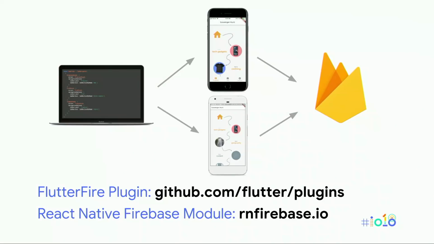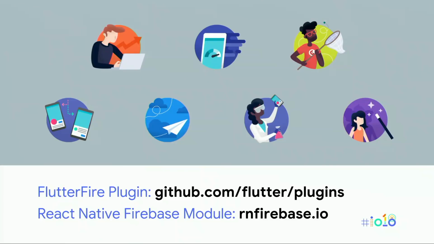To do this, we've used integrations that already exist. To integrate Firebase with Flutter, we're using the Flutter Fire plugin, and to integrate it with React Native, we use the React Native Firebase module. This allows us to add all of the features of Firebase, which can help us understand our users, discover issues, and tweak it so that our users will love our app.